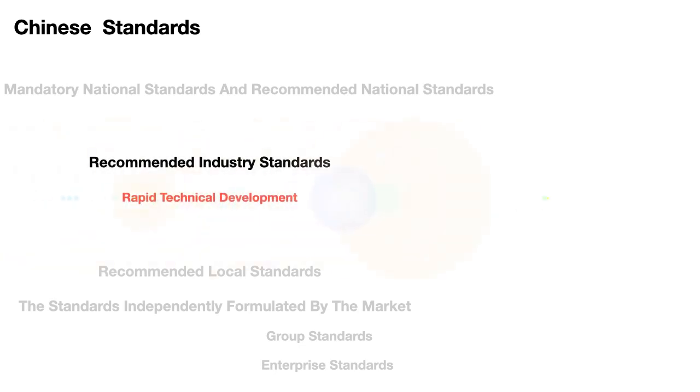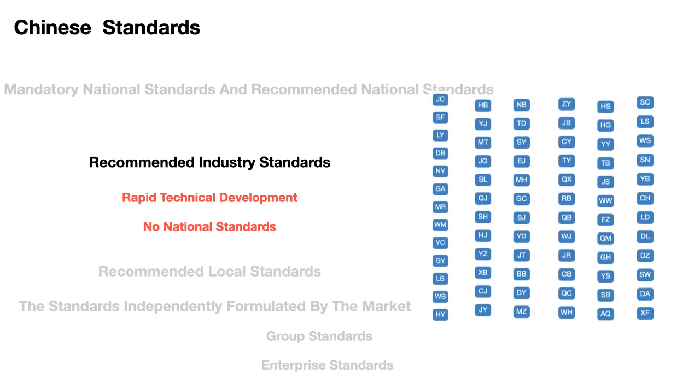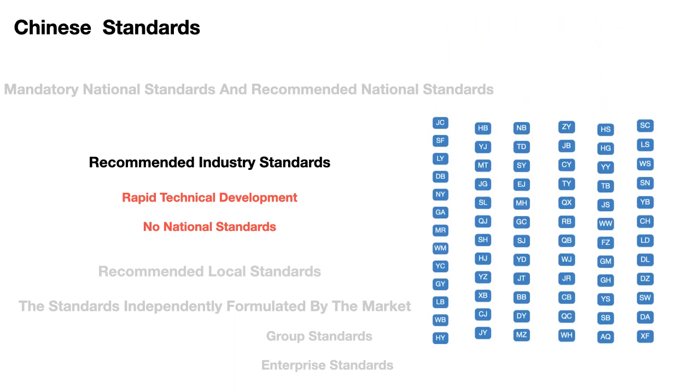Because of rapid technical development, it's not easy for national standards to keep up with the development in our industry. When there are no related national standards, but technical requirements need to be unified in a certain industry, recommended industry standards will be established. Every industry has its own standard number prefix. Here are the prefixes of all industries in China. Our work focuses on the machinery industry. Its prefix of standard number is JB.